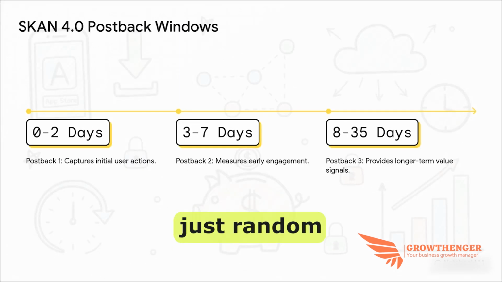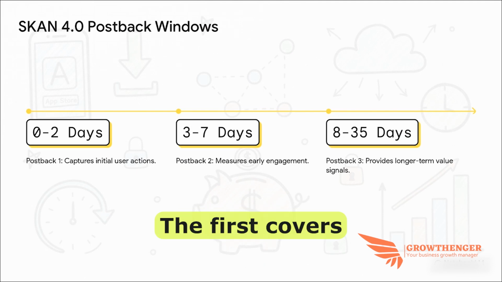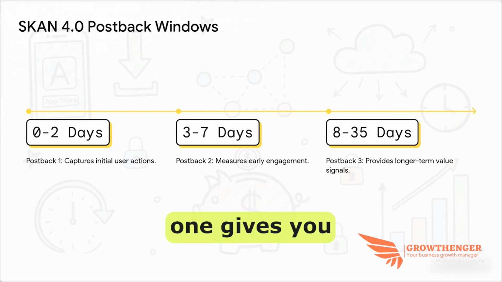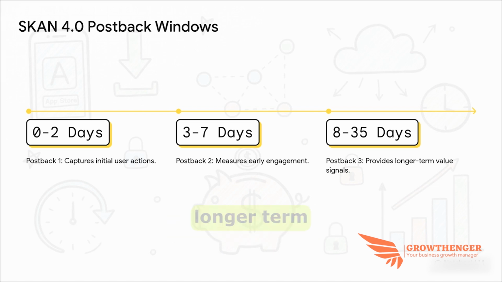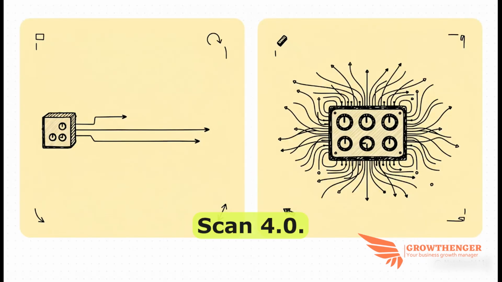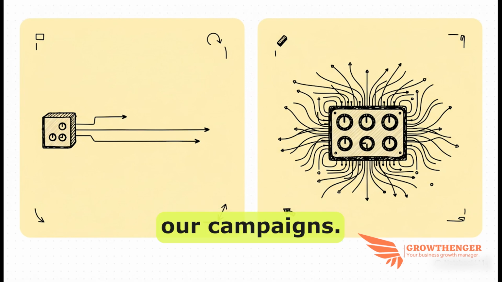And these aren't just random data points. They arrive in 3 very distinct windows. The first covers the first couple of days, the second one gives you a look at days 3 through 7, and the third, amazingly, gives you a view all the way out to day 35. For the first time ever, we could actually start to measure longer-term engagement, which was totally impossible before. SKAN 4.0 also massively cranked up the level of detail we could get on our campaigns.